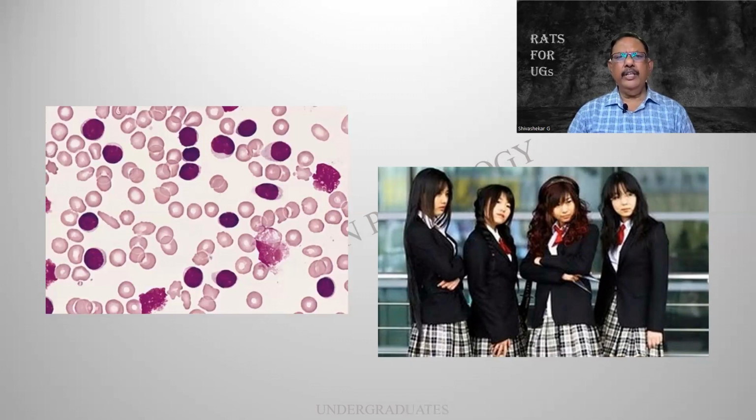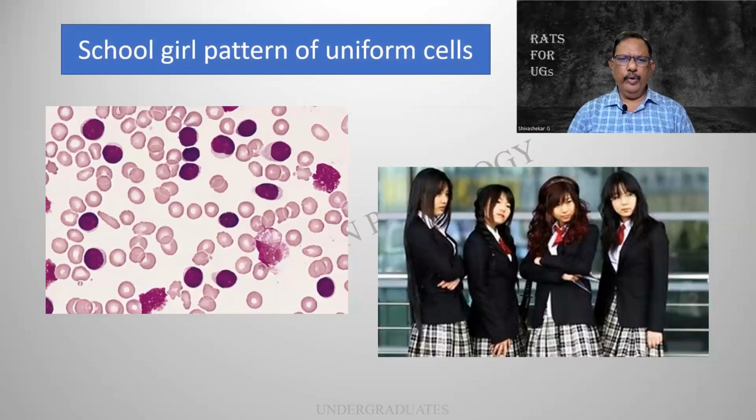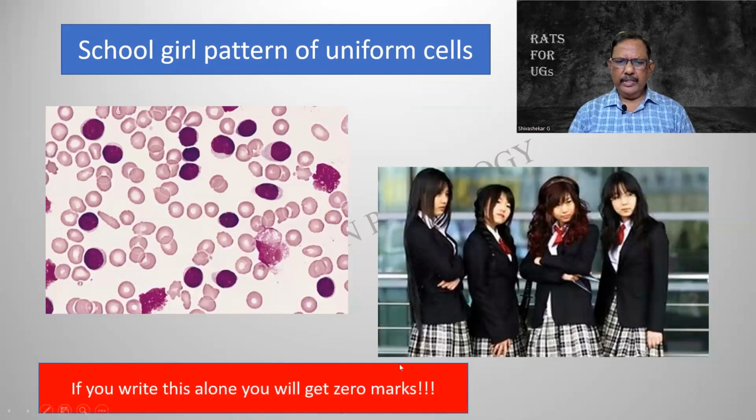In addition, this pattern can be described as a schoolgirl pattern. Do not put the donkey first. Schoolgirl pattern of uniform cells. If you write this alone, that's what I tell my students. If you write the schoolgirl pattern alone, you will get 0 marks. The examiner will laugh at you. But this is an important clue that has been with us for decades and decades.